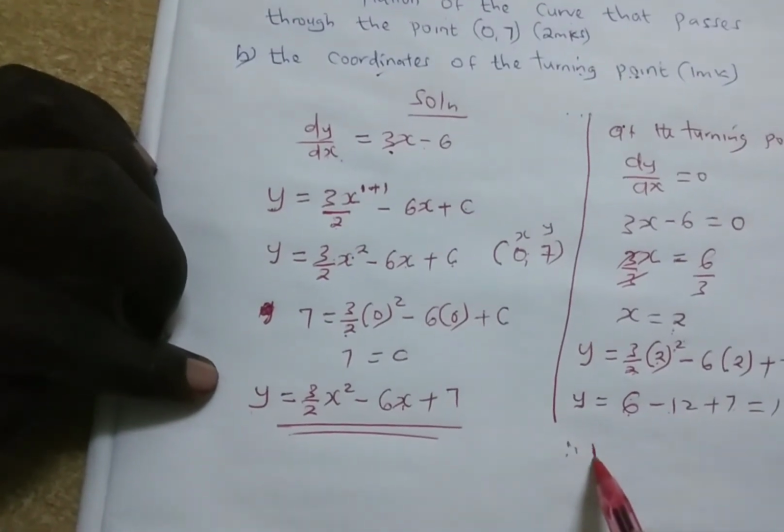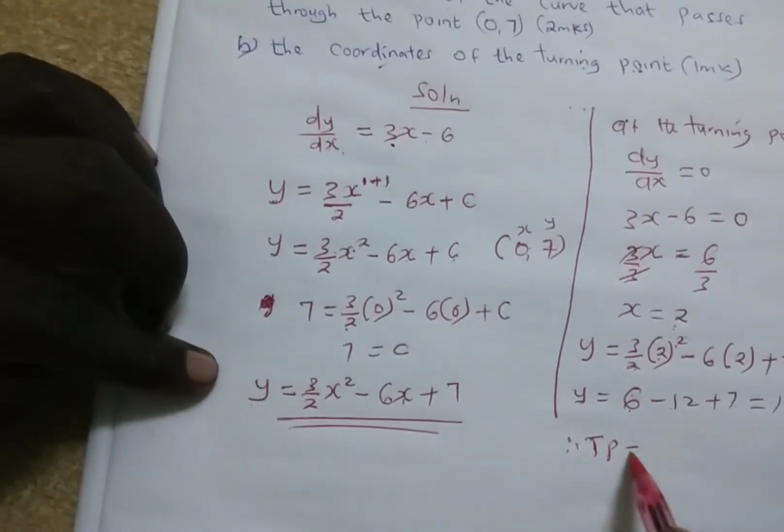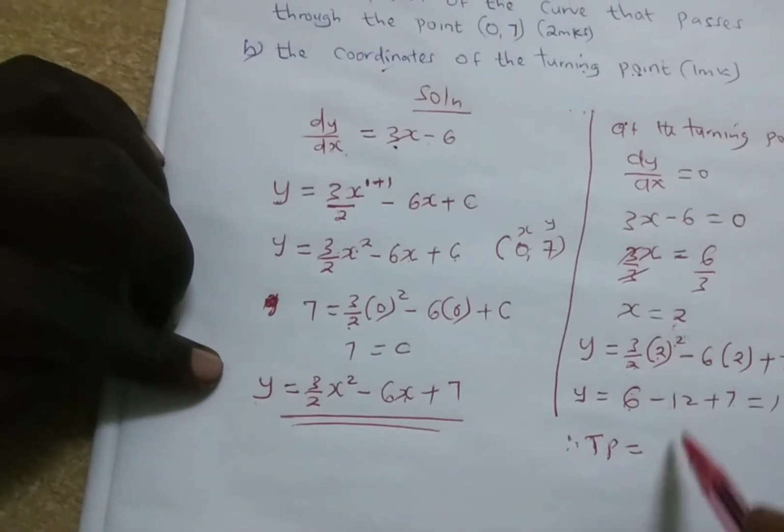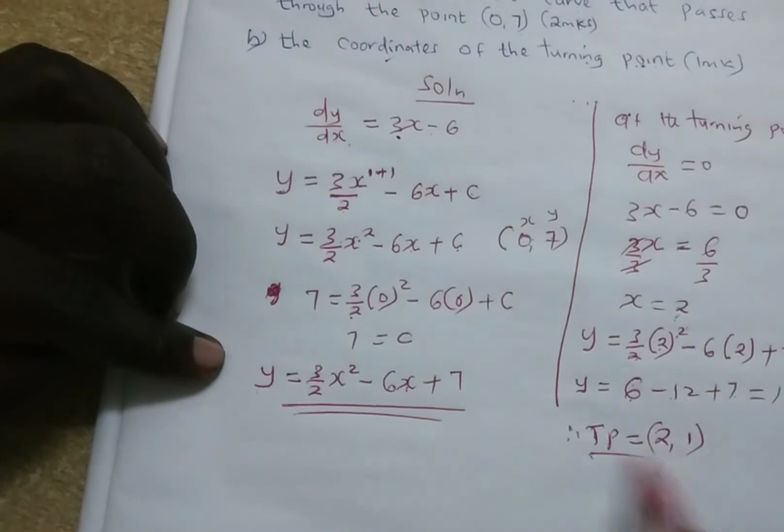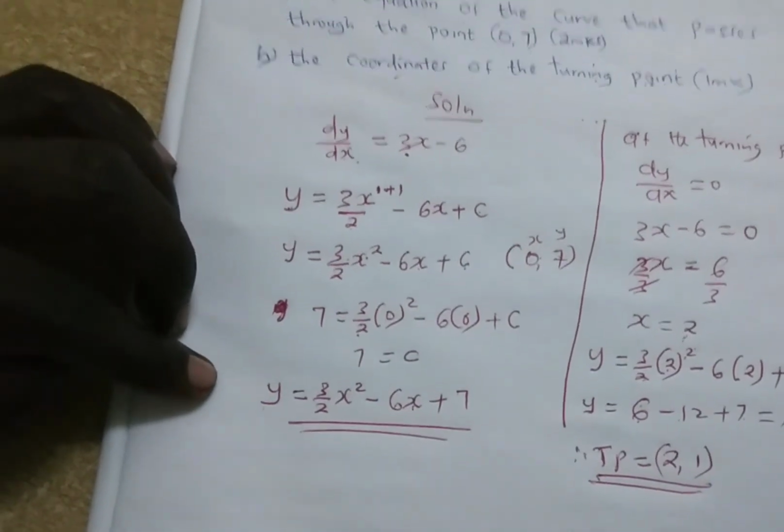Therefore the turning point in this case is going to be equal to the value of x is 2 and the value of y is 1, and that will be the turning point of that particular curve.